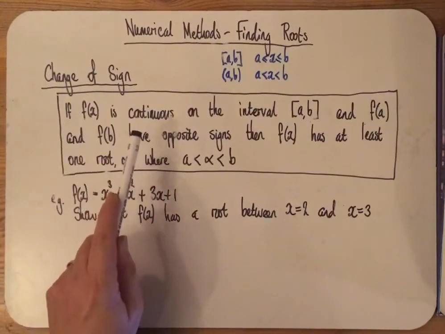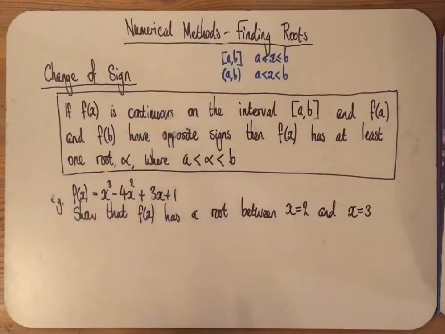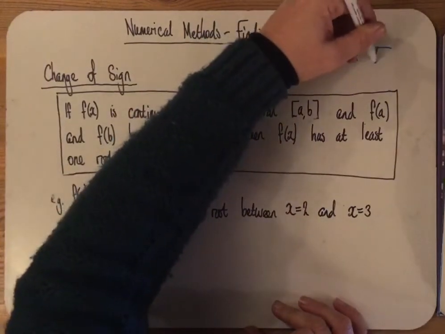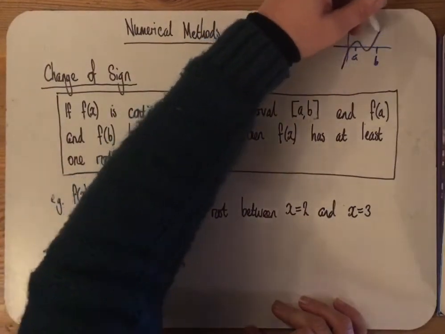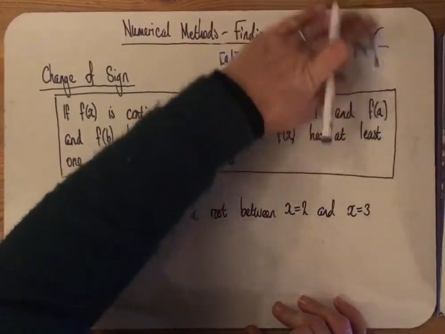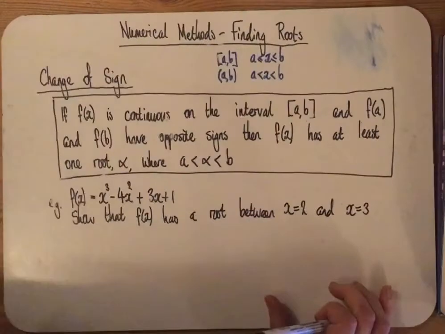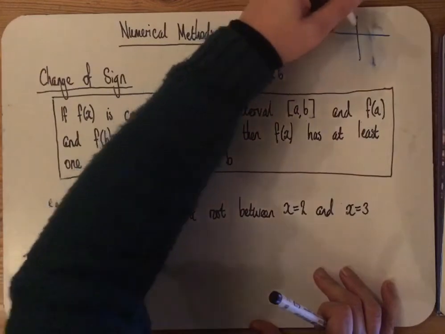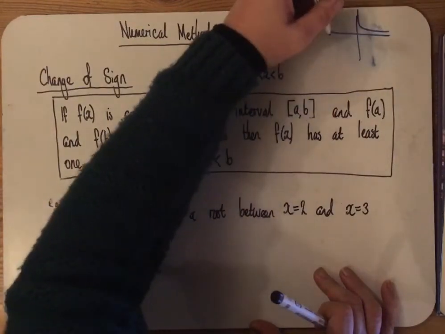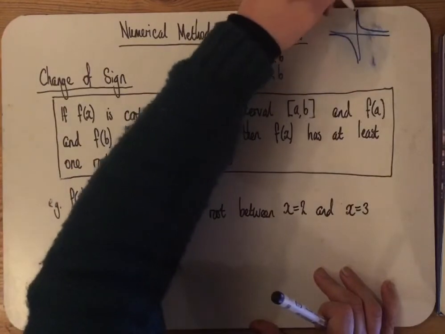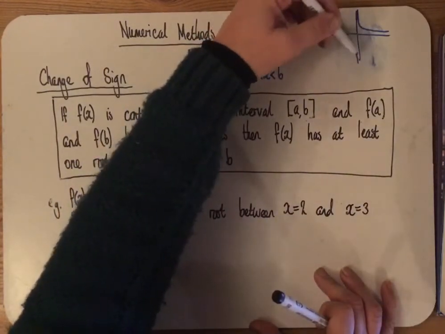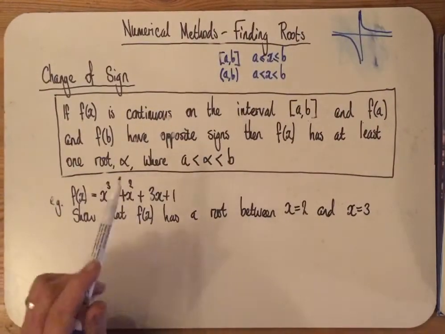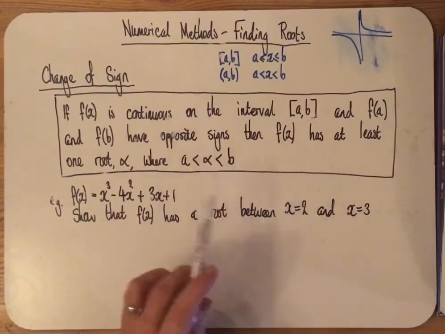So if f of x is continuous, that means it has no breaks. Between a and b, you just have a smooth curve with no breaks. Something like y equals 1 over x, which looks like this, is discontinuous at x equals 0 because there's a break in the curve. So this method requires the function to be continuous on the interval [a, b].